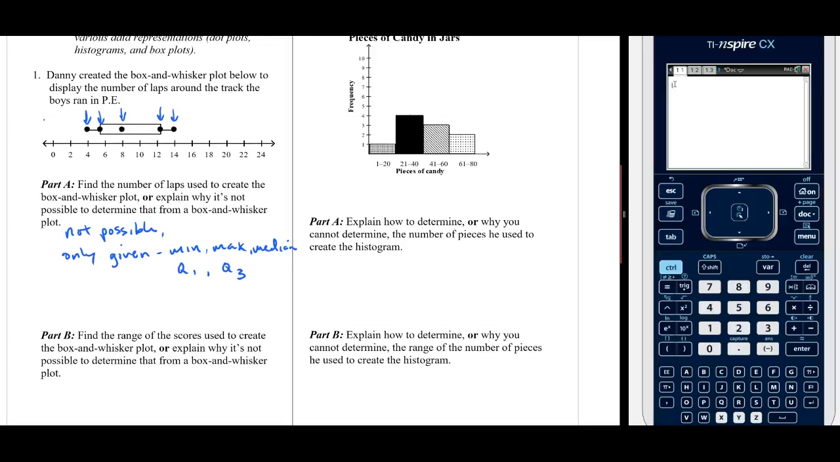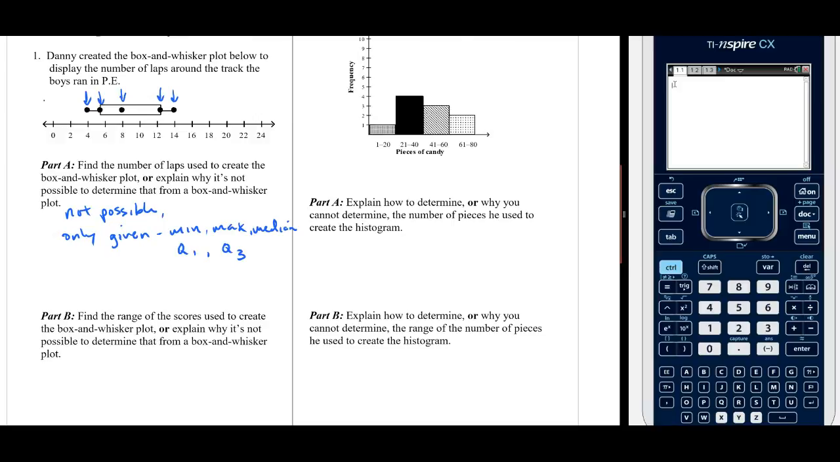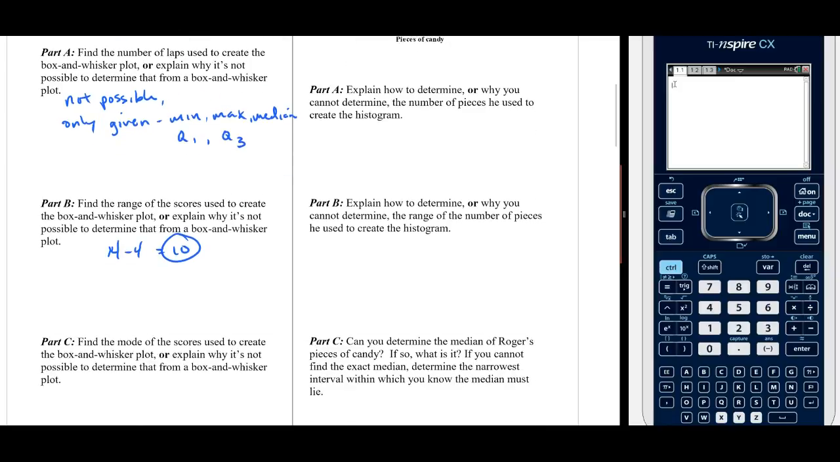Find the range of scores to create the box and whisker. Well, we do know that because we do know the highest and the lowest. So that's going to be 14 take away 4. So the range is 10.